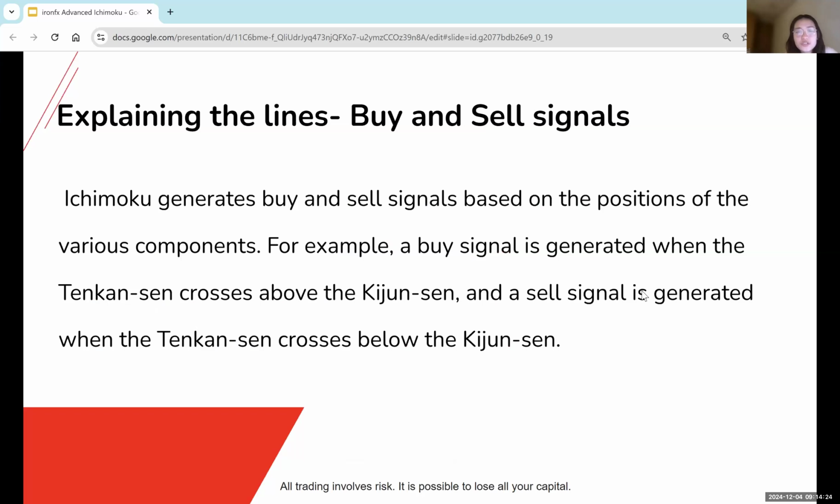Okay, so Ichimoku generates buy and sell signals based on the positions of the various components. For example, a buy signal is generated when our Tenkan Sen crosses above the Kijun Sen, and a sell signal is generated when the Tenkan Sen crosses below the Kijun Sen. We already talked about this previously, the red and the blue lines, for simplicity's sake.